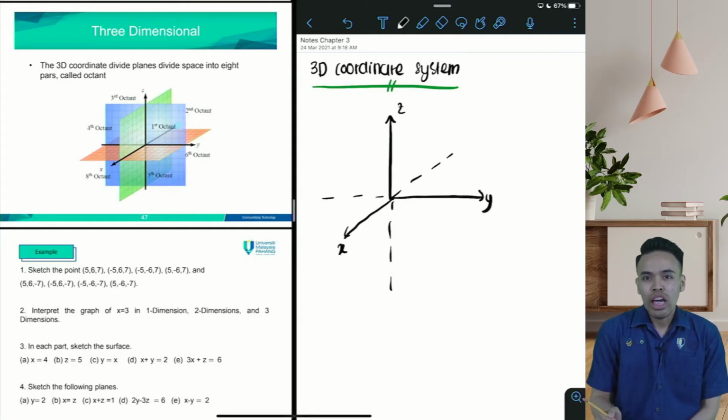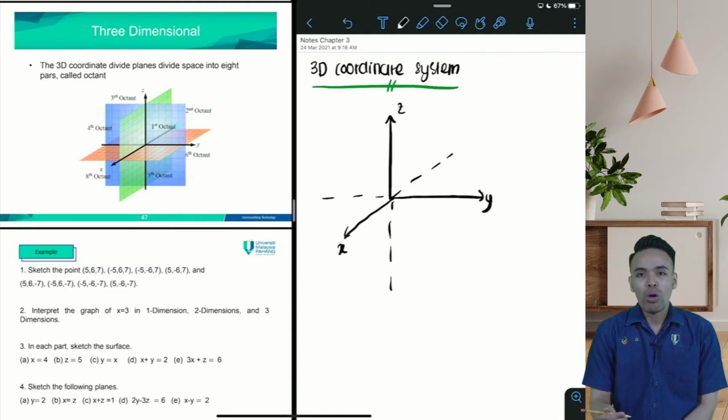When you sketch a curve in a 2-dimensional coordinate system, you can divide it into 4 different quadrants, which you call the first quadrant, second quadrant, third quadrant, and fourth quadrant. When it comes to a 3-dimensional coordinate system, we divide the region into 8 different octants. As you can see from the slide, you will have the first octant, second octant, third octant, fourth octant, fifth octant, sixth octant, seventh octant, and eighth octant.